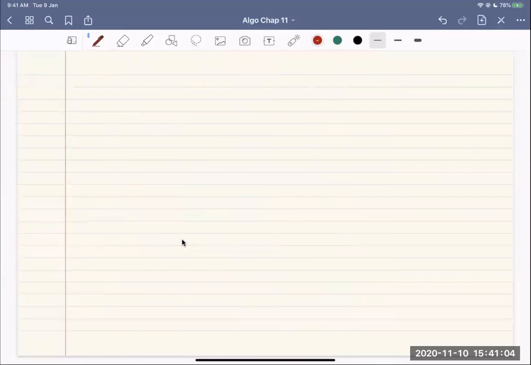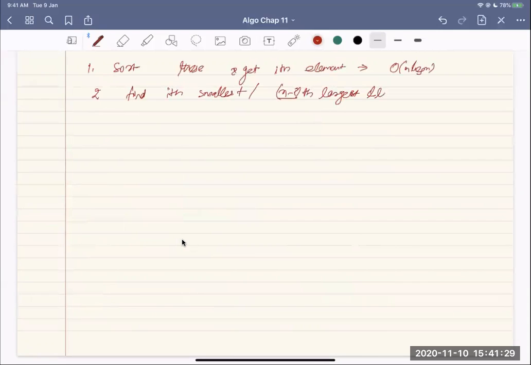So fine, we found two algorithms. One is just sort these and get the ith element. This is order n log n. Second, find the ith smallest or the n minus ith largest element. The complexity is the minimum of i times n or n minus i times n. But in general, the worst case would be order n square, because in the worst case it can be the median that you have to find.